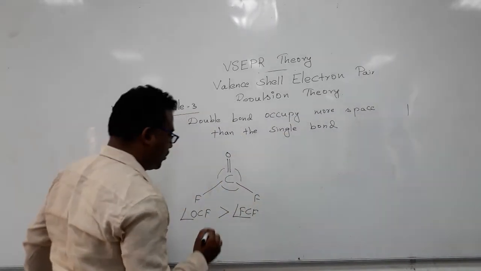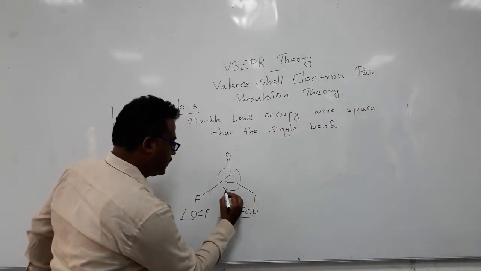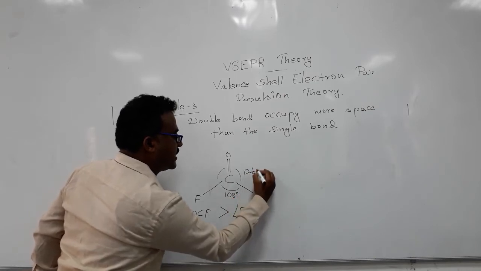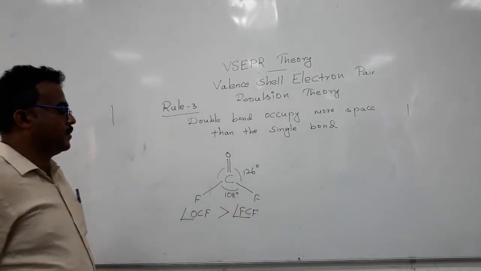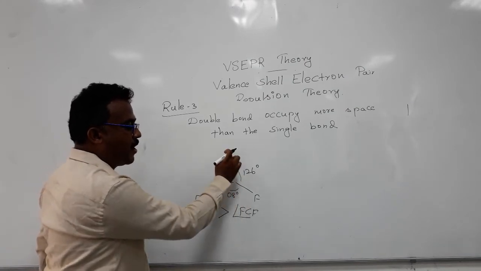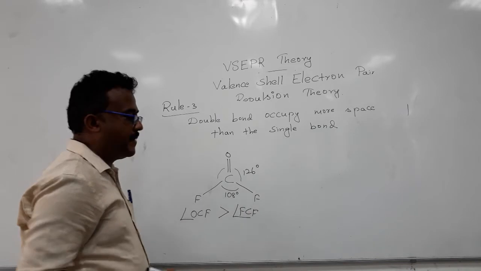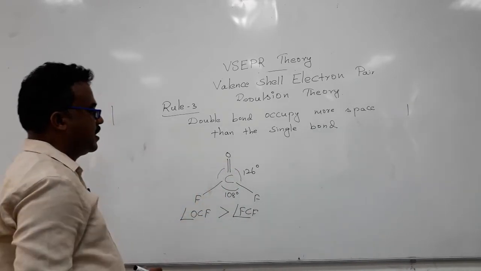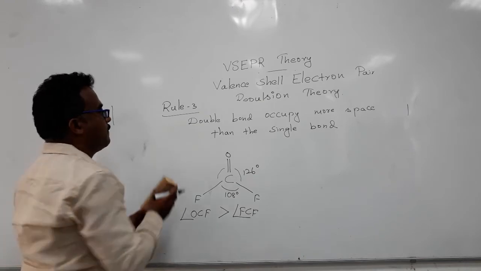This one has 108 degree. This one has 126 degree. So the bond angle of FCF is decreased and the bond angle of OCF is increased because of the presence of the double bond between the carbon and the oxygen atoms. Now let me go to rule number 4.